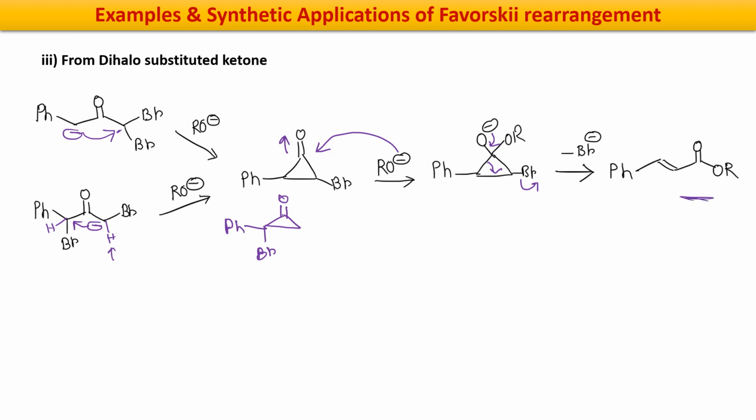The same type of product you can also get from this. You can try it yourself. What will be the mechanism? So ultimately we are getting alpha beta unsaturated ester, right?